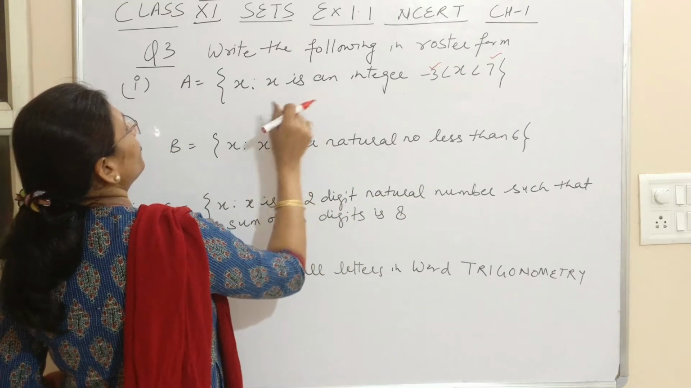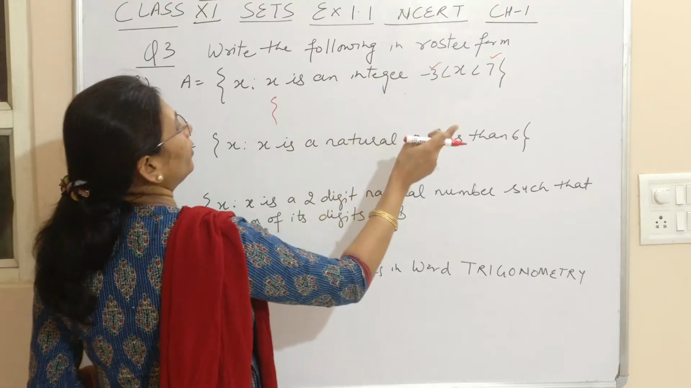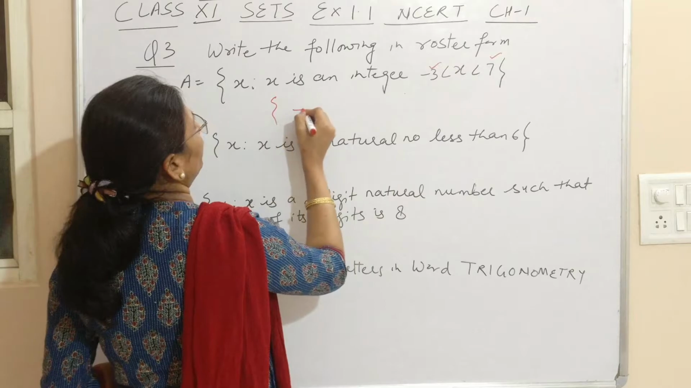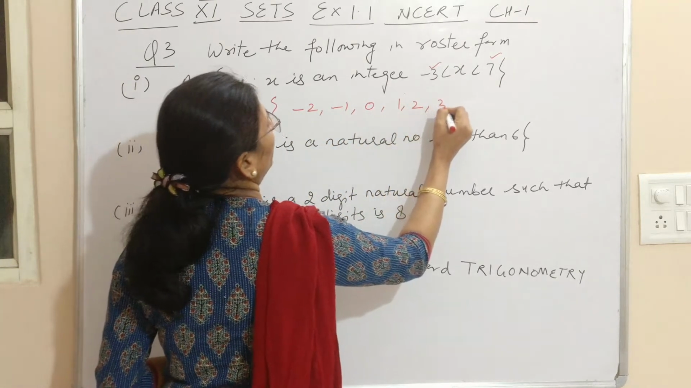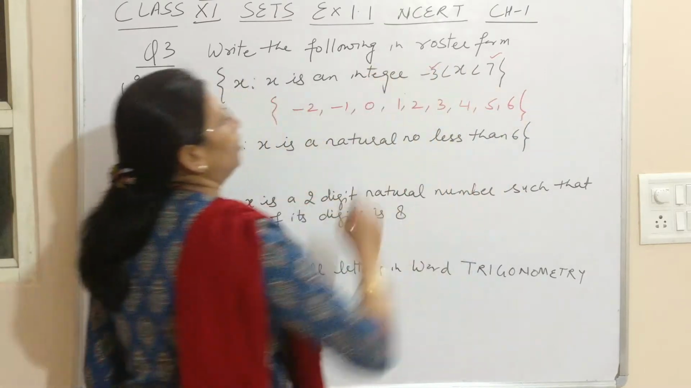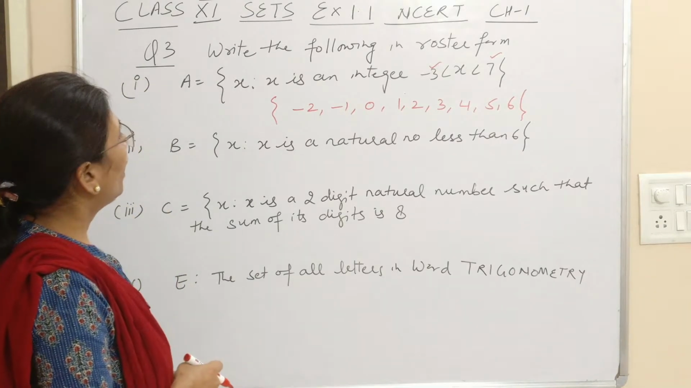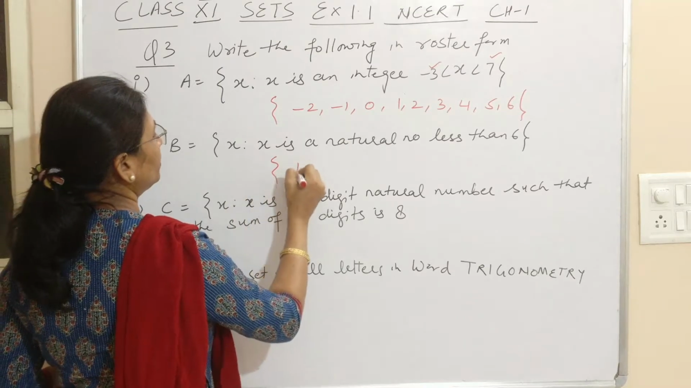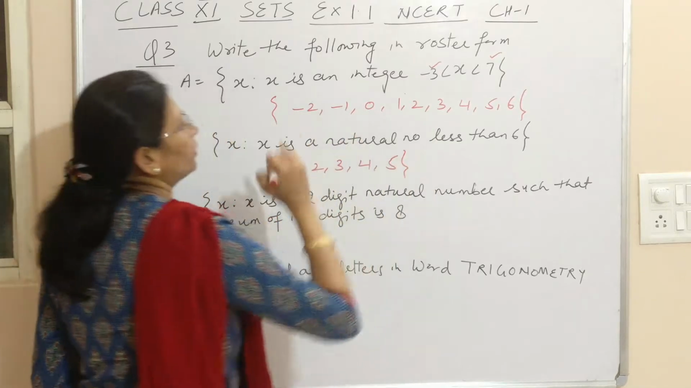Set builder form is represented by the statement. In roster form, we write the elements separated by commas. So this is greater than -3, so I'll start from -2, -1, 0, 1, 2, 3, 4, 5 and 6. This is roster form. Moving to next, x is a natural number which is less than 6. So we'll write natural numbers starting from 1 and less than 6 means till 5.